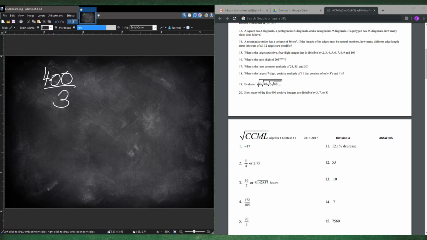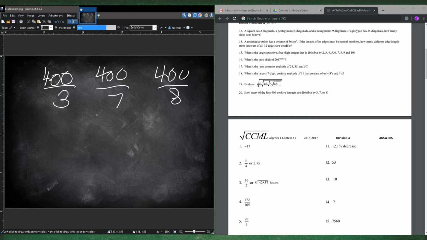You divide it by 3. And then you have 400 divided by 7. And you have 400 divided by 8. Because every single third number is an integer, every single seventh number is an integer, and every single eighth number is an integer. But anything remaining over, you just don't care.